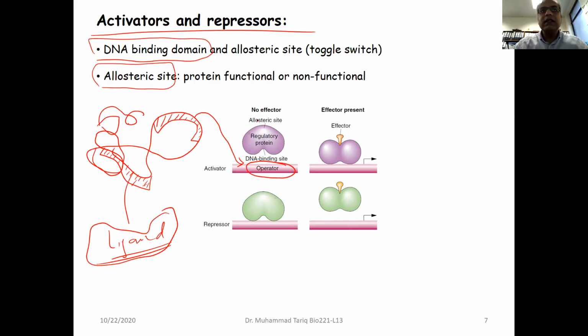For example, here the activator is available, its DNA binding domain is available, but it cannot bind because it is not bound to ligand. Now, as soon as the ligand comes in, it binds here. It induces a conformational change in the protein. Binding of ligand to this allosteric site results in a conformational change you can see in the protein, and that is a must for binding of the DNA binding domain to this DNA sequence. And now you will see a positive effect.